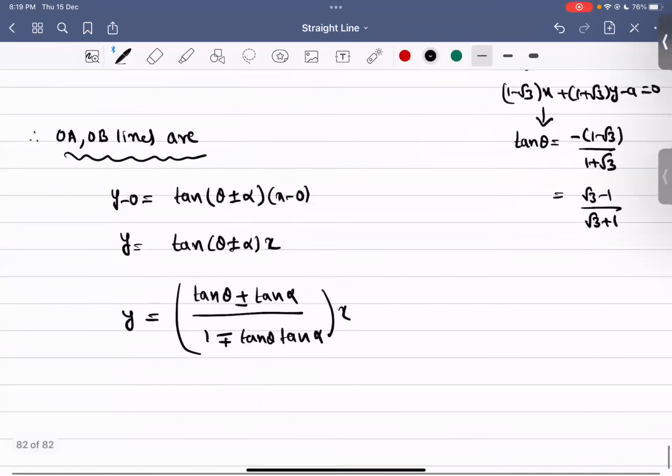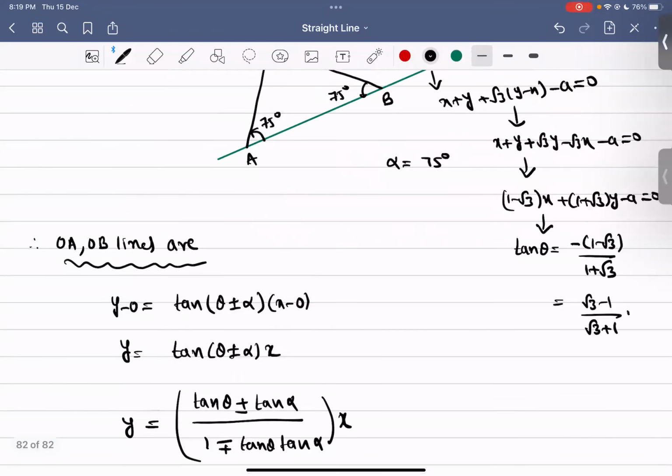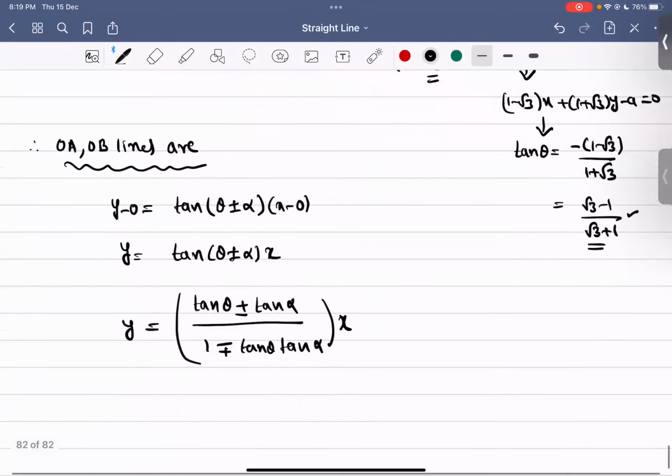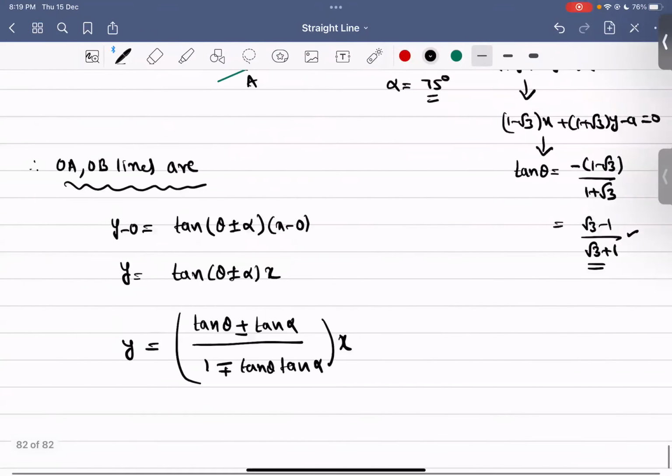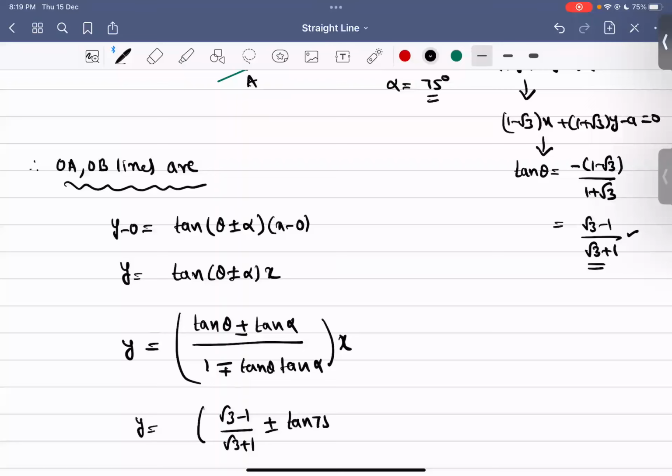Now see, what is tan theta, what is tan alpha? So tan theta is equals to root 3 minus 1 by root 3 plus 1. Tan alpha is tan 75 degrees. So now y is equals to tan theta, that is root 3 minus 1 by root 3 plus 1, plus or minus tan 75 degrees.